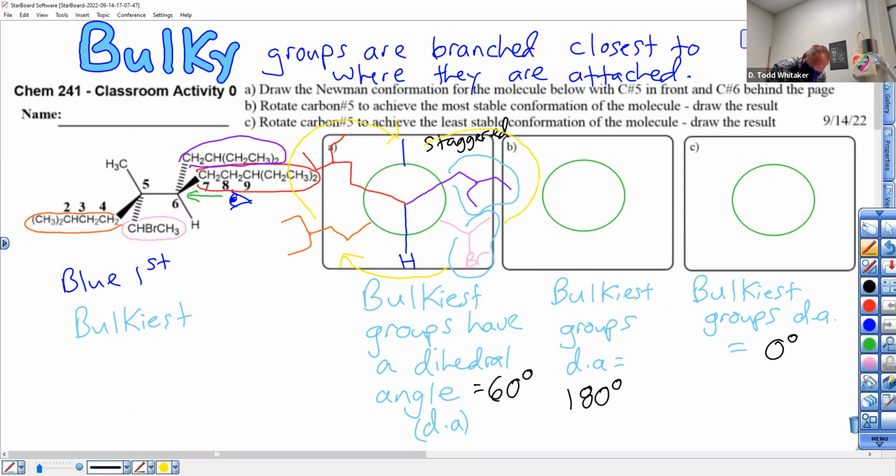You don't need these arrows on your thing. So copy the front carbon, please. Do it twice.